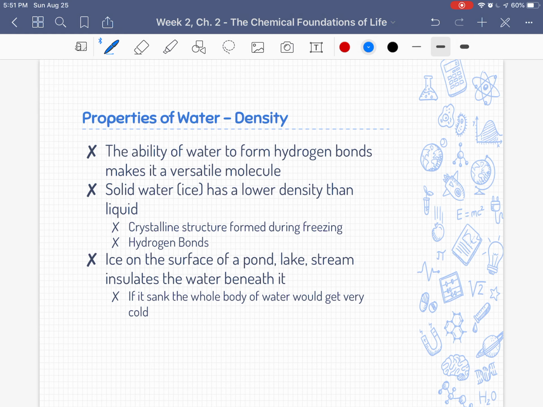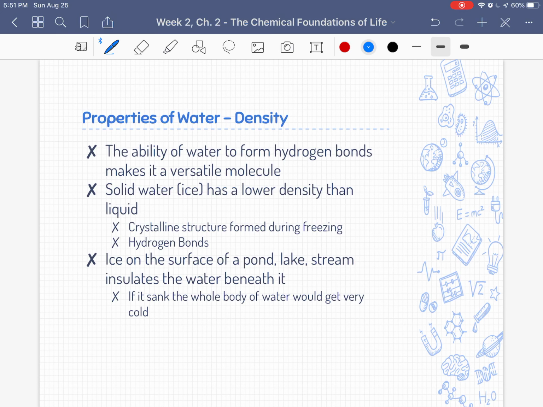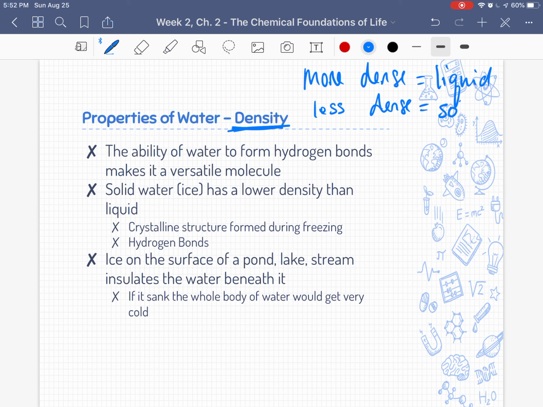All right, this gives water a lot of properties. I joke that when we're talking about water, when all else fails, answer hydrogen bonding, because so many properties of water are the result of hydrogen bonding. So for instance, it makes it a very versatile molecule. And so let's talk about density. Water is more dense as a liquid and less dense as a solid, which is kind of strange.